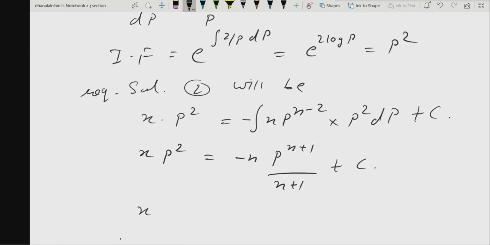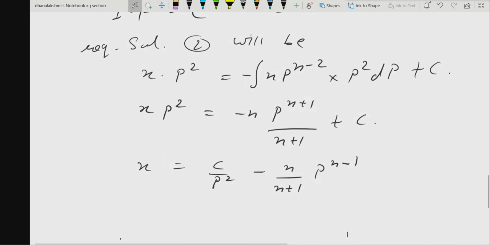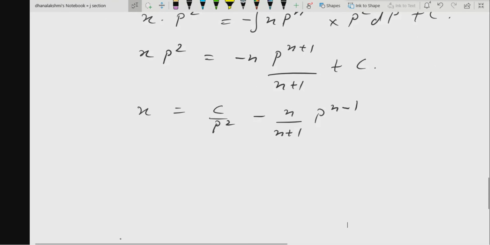So this again can be written as x is equal to c by p square, and when I divide by p square, I will get minus n by n plus 1 as it is. Minus n by n plus 1, and p square I have taken common, so I will get p to the power n minus 1. Is it correct? Yes, ma'am.